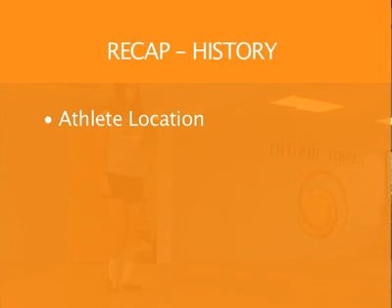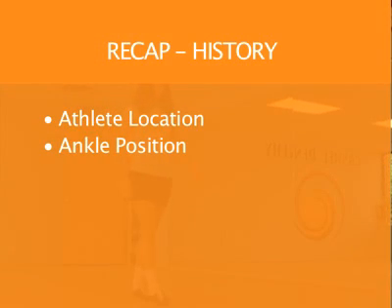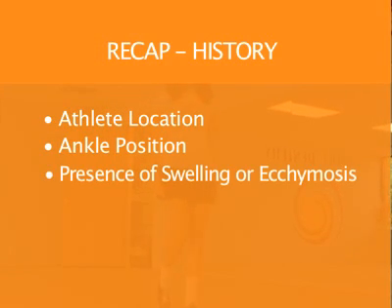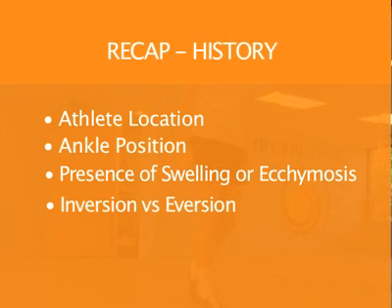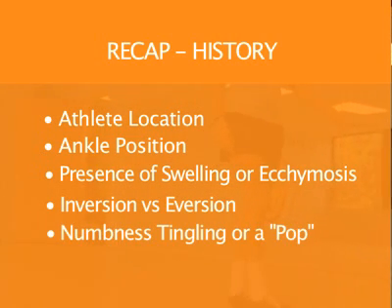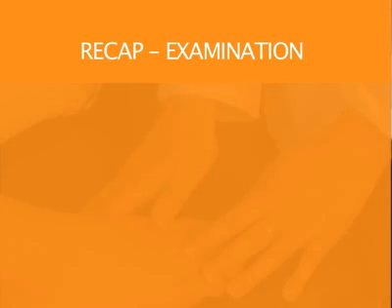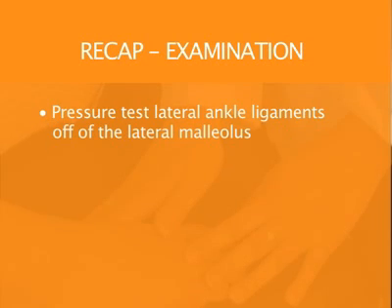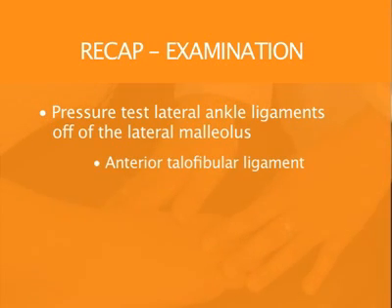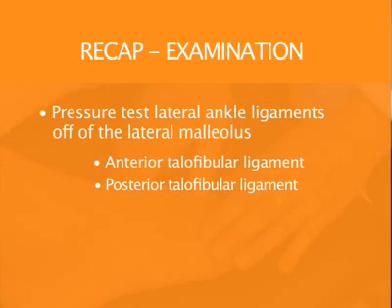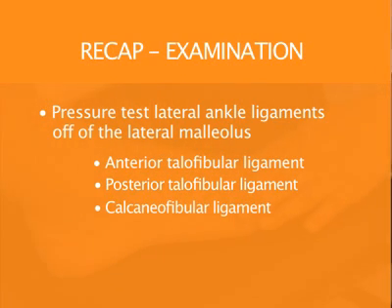History. Athlete location. Ankle position. Presence of swelling or ecchymosis. Inversion versus eversion. Numbness, tingling, or a pop. Examination. Pressure test lateral ankle ligaments off the lateral malleolus. Anterior talofibular ligament. Posterior talofibular ligament. Calcaneofibular ligament.